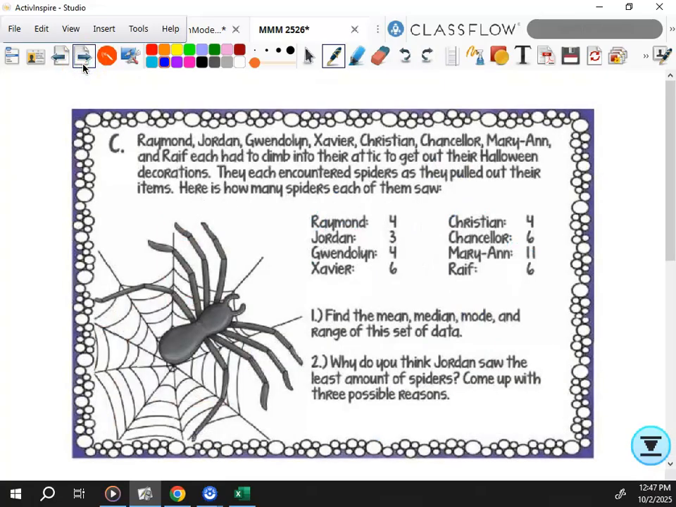All right. C. The spiders. Raymond, Jordan, Gwendolyn, Xavier, Christian, Chancellor, Marianne, and Rafe each had to climb into their attic to get their Halloween decorations. They each encountered spiders as they pulled out their items. Here are how many spiders they saw. All right, so what was the mean here? 5.5. Yep. Okay. The median? 5. Oh, I heard 5 and 6.